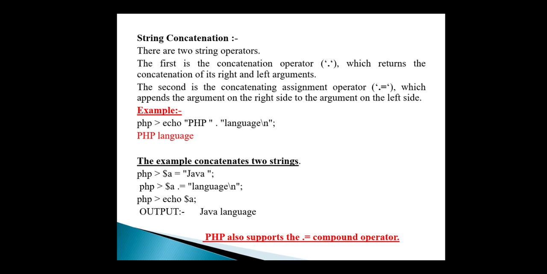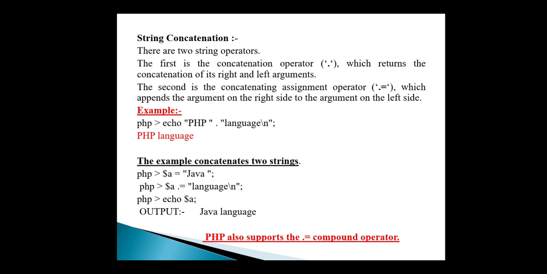The second is the concatenating assignment operator dot equals, which appends the argument on the right side to the argument on the left side. So here you can see the example for the concatenation operator, that is PHP echo "PHP" . "language". So the string value, that is PHP language, will be displayed in the output. We can use the dot.